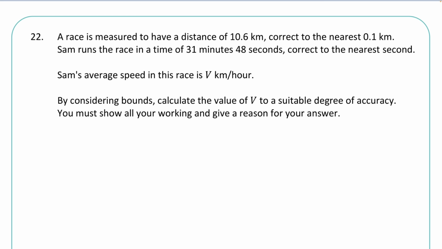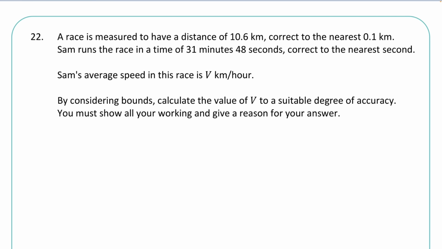So for this question, we are looking at bounds, and this particular bounds question is also looking at distance and time and asking us to work out a speed. So we are looking at speed, distance and time. Now this one is asking us to work out an average speed, and it says by considering bounds. So we're going to have to work out the upper and lower bound in this scenario.